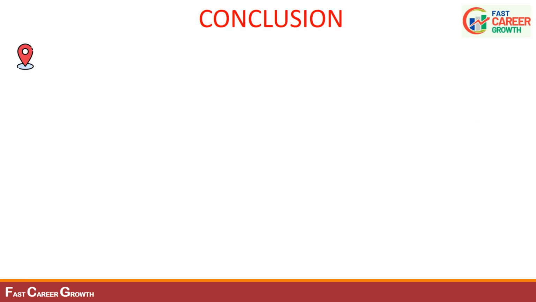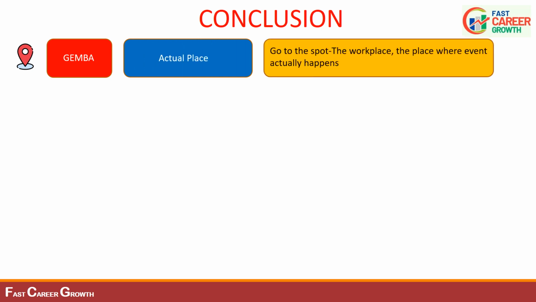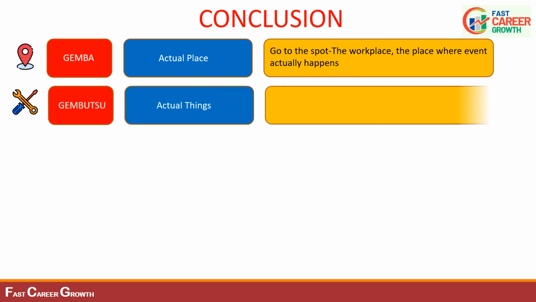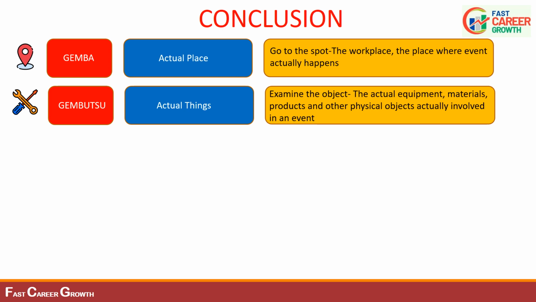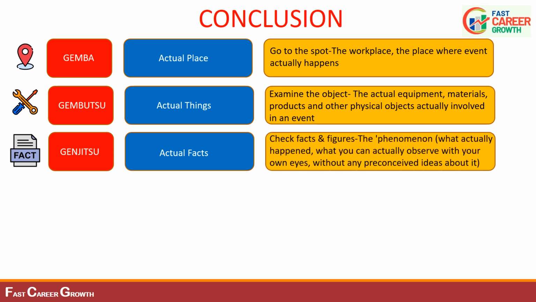GEMBA. Actual place. Go to the spot, the workplace, the place where the event actually happens. GENBUTSU. Actual things. Examine the object, the actual equipment, materials, products and other physical objects actually involved in an event. GENJITSU. Actual facts. Check facts, figures, the phenomenon, what actually happened, what you can actually observe with your own eyes, without any preconceived ideas about it.